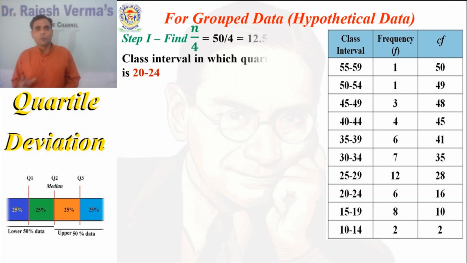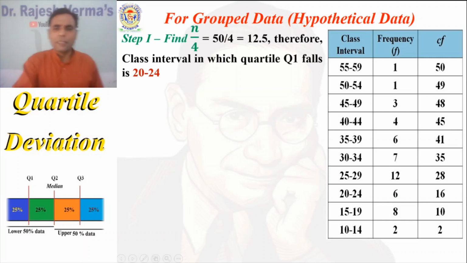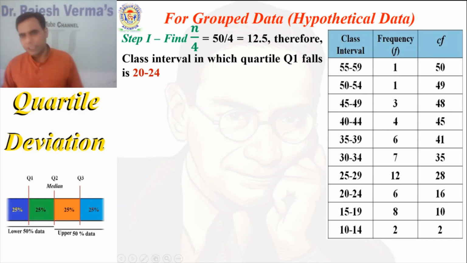So what is cumulative frequency? Cumulative frequency means adding the frequencies as you move to the next higher class. So the first one is 2, the next cumulative frequency will be 8 plus 2, 10; 10 plus 6 is 16; 16 plus 12 is 28; 28 plus 7, 35; 35 plus 6 is 41; similarly 45, 48, 49 and 50.